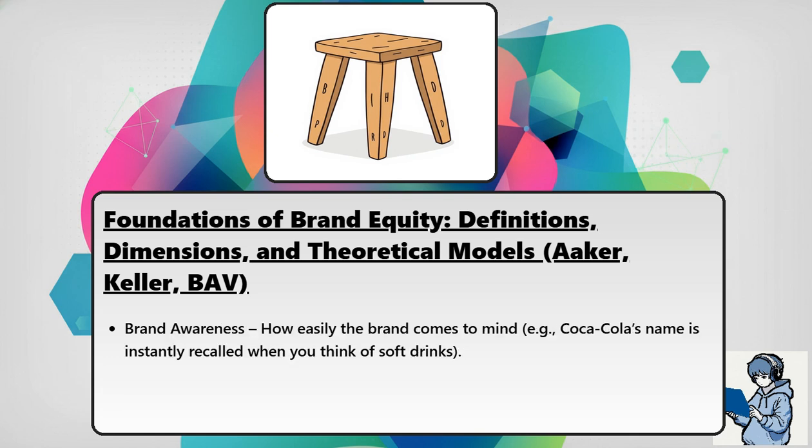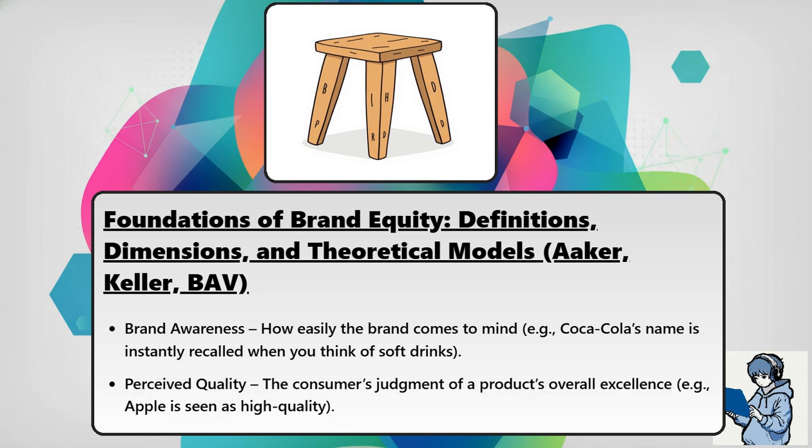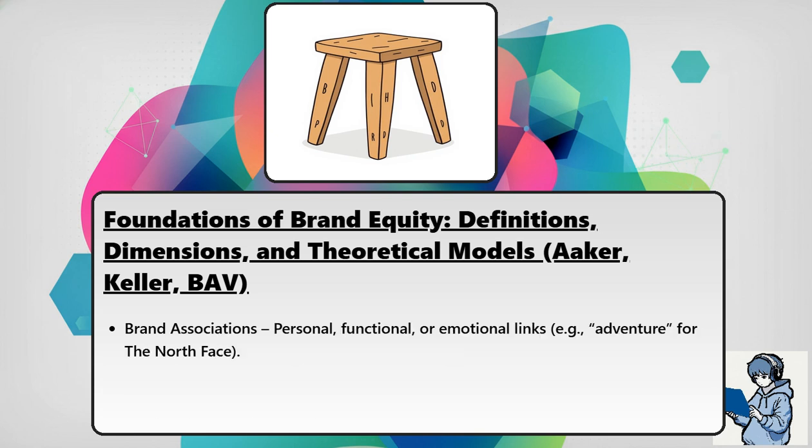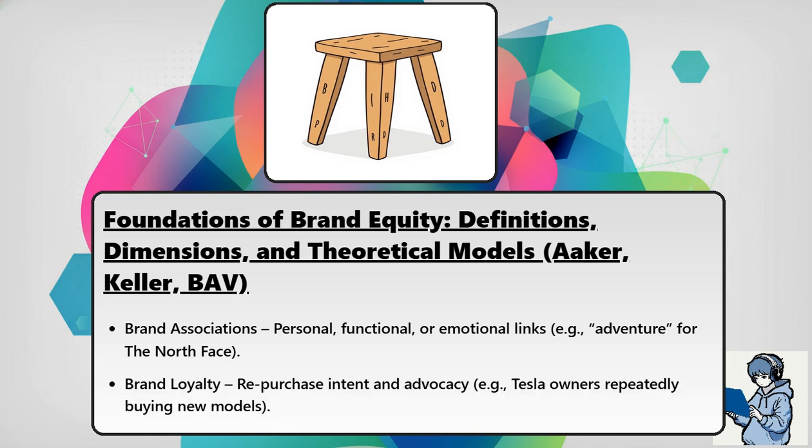Brand awareness is how easily the brand comes to mind. For example, Coca-Cola's name is instantly recalled when you think of soft drinks. Perceived quality is the consumer's judgment of a product's overall excellence. For example, Apple is seen as high quality. Brand associations are personal, functional, or emotional links. For example, adventure for The North Face. Brand loyalty is purchase intent and advocacy. For example, Tesla owners repeatedly buying new models.